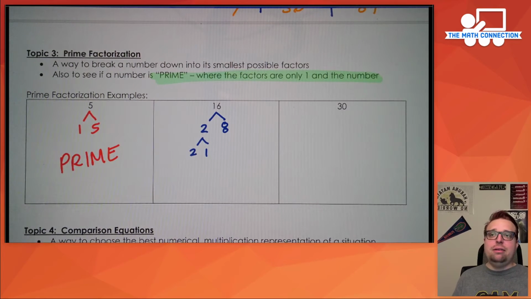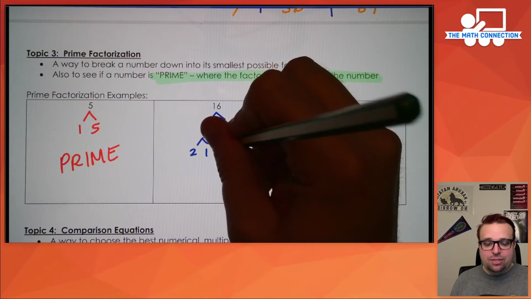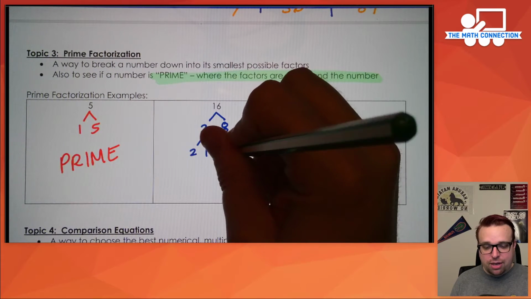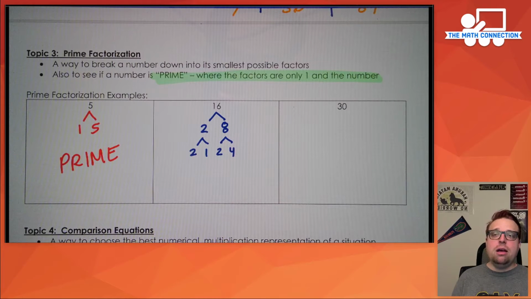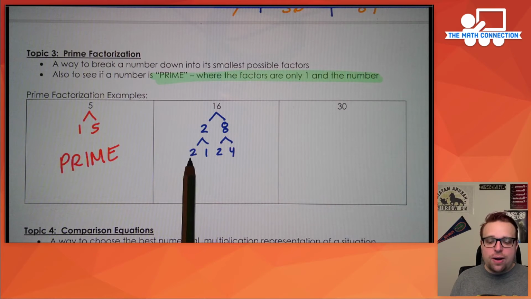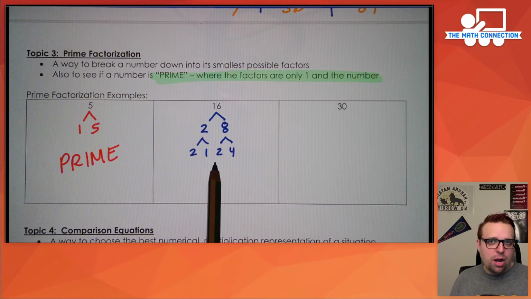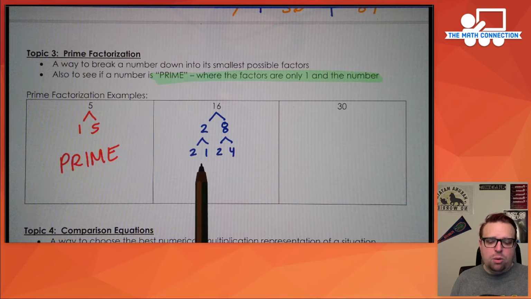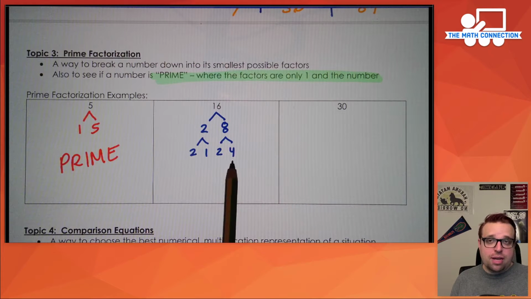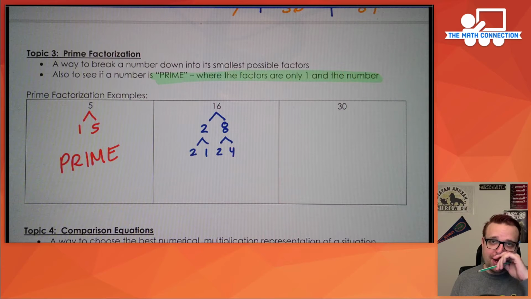But what about 8? Why don't we divide 8 by 2 and see what happens? If you divide 8 by 2, you get 2 and 4. Okay. Now 2, we already know, is prime, and this 2 is also prime. 2 is always prime. 1 is a prime number. 4 is not. Remember we talked about that a minute ago, right?